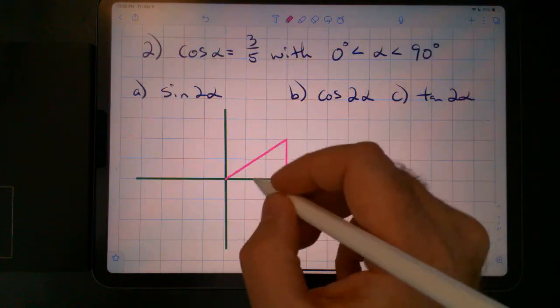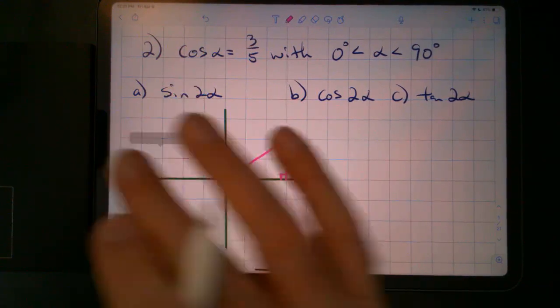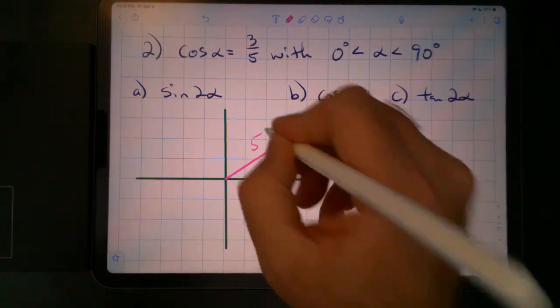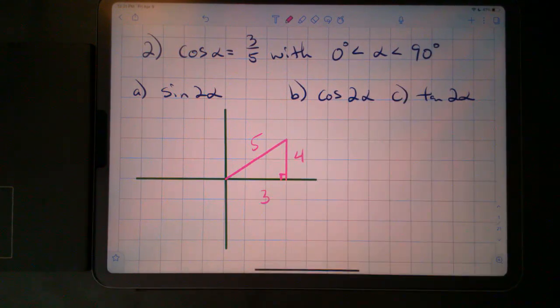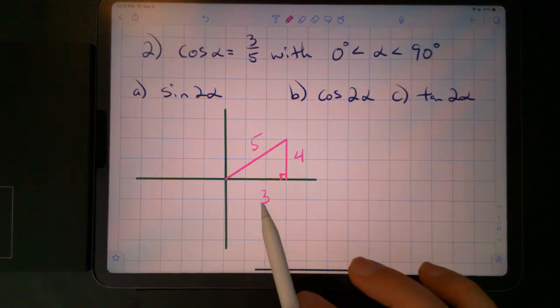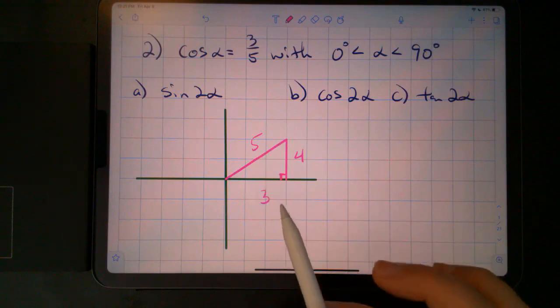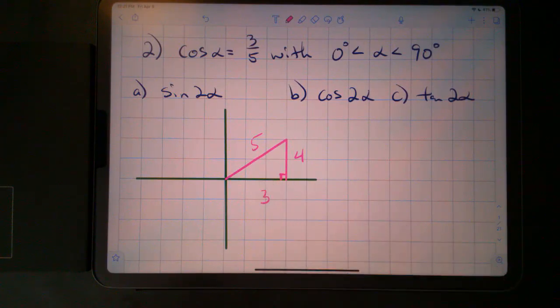So cosine is 3 over 5. This tells us that our base is 3, our hypotenuse is 5, and a 3, 4, 5 is a very common right triangle. 3 squared plus 4 squared equals 5 squared. 9 plus 16 is 25.